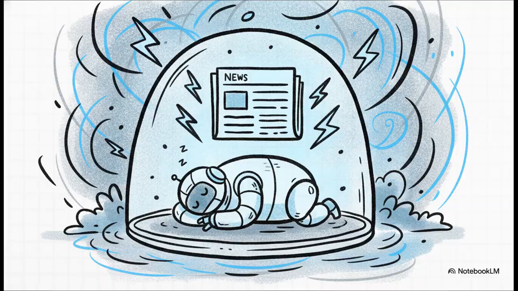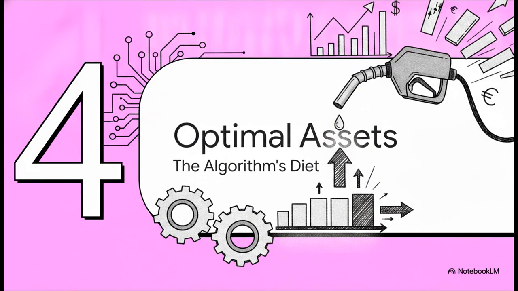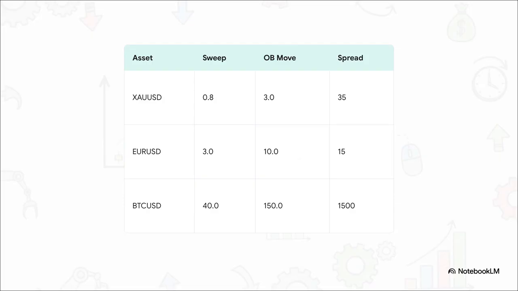How cool is that? Which brings us to part 4, optimal assets. Let's look at the algorithm's diet. This machine is built to run on high-octane fuel, and based on the algorithmic parameters, it has to be tuned completely differently depending on the asset.